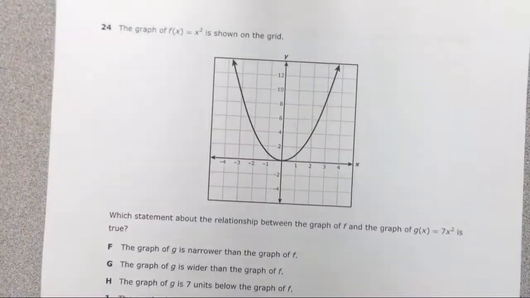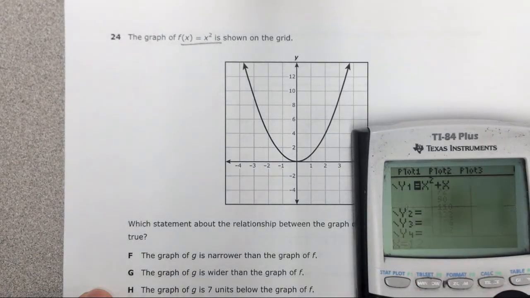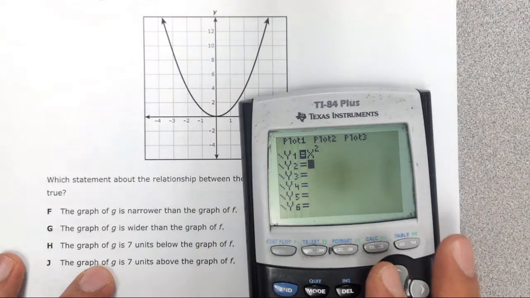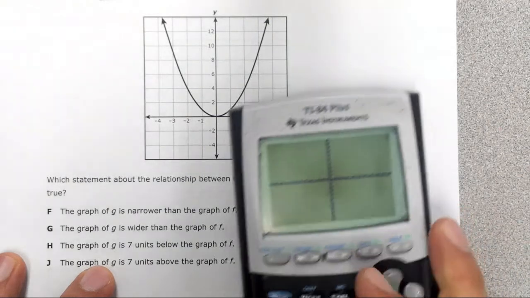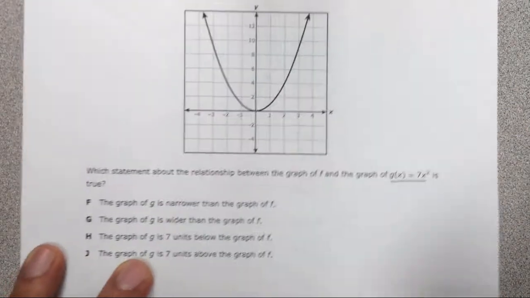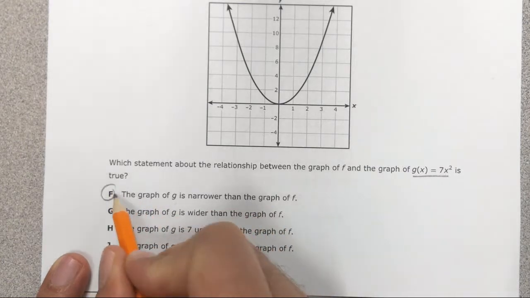Next we'll do number 24 and 25. First thing they say, you have y equals x squared. So I go to my calculator, put y equals x squared. Then they say, what is the relationship with y equals 7x squared? So I go to my calculator and put in y equals 7x squared. Now I look at them together to see what the relationship is. Here's the first one, x squared. Here's the second one, which is 7x squared, and it became skinnier. Skinnier means narrower. G is the second one. It was narrower than letter F. So the answer there is F.